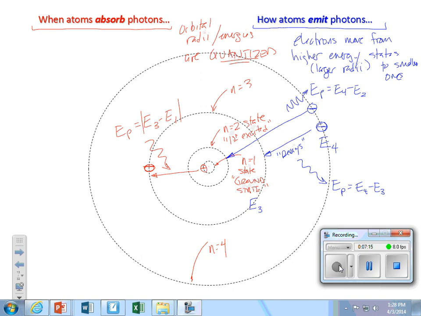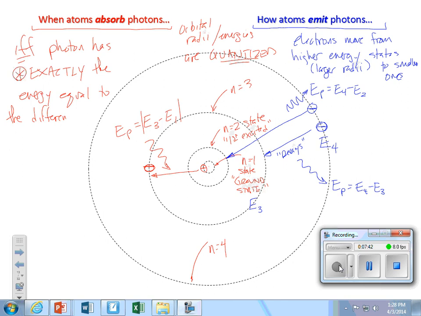Okay? So we absorb a photon. So if and only if, sometimes I do IFF, if and only if a photon has exactly the energy equal to the difference between two states. Or, there's one other sort of case that you'll recognize.